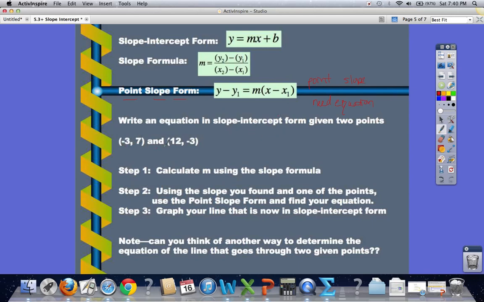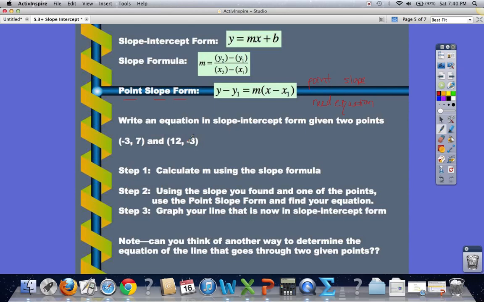We're going to be using these 2 points, and that's all they gave us. So the very first thing, you can't do anything without knowing what the slope is. So you must calculate the slope using the slope formula. That's step one. Step two, you're going to use the slope you found and one of the points. It does not matter which one. You can use either negative 3, 7 or 12, negative 3.